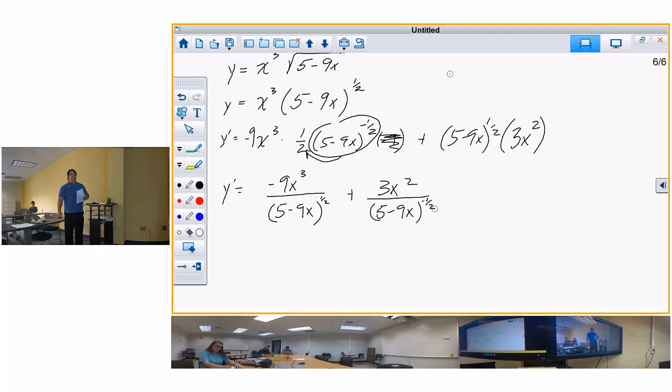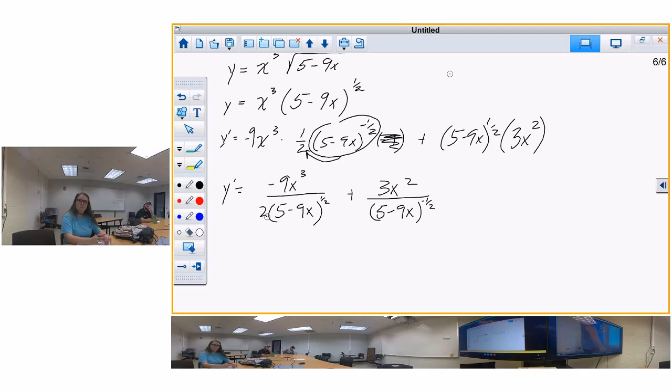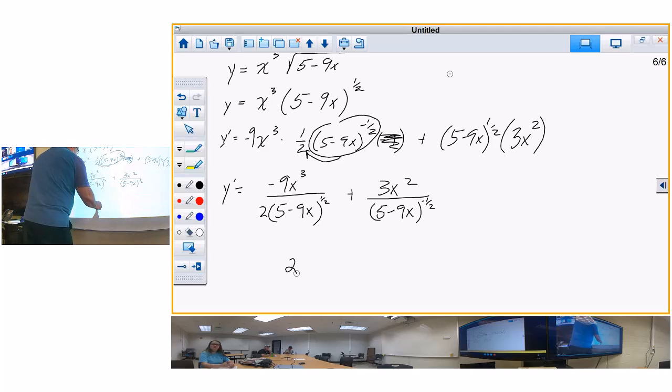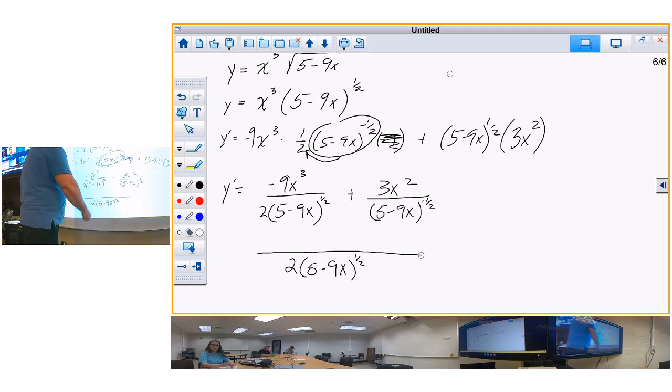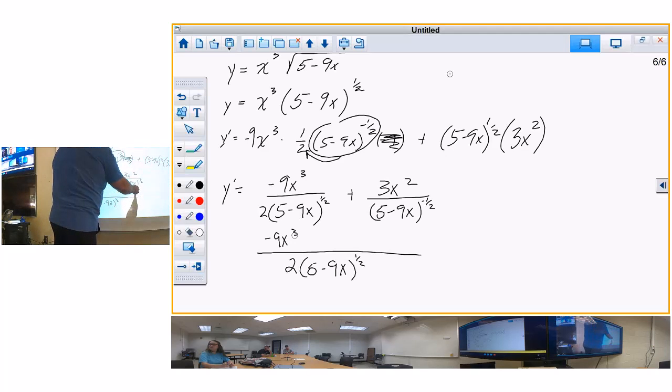You forgot the 2 left of the plus sign. Where? Okay, thank you. What's the common denominator? It'd be 2 times 5 minus 9x to the 1/2, wouldn't it? So you could rewrite this as 5 minus 9x to the 1/2 power, make that the common denominator. And then, of course, this would be negative 9x to the third. And then over here, how many times will 5 minus 9x to the negative 1/2 power go into this?